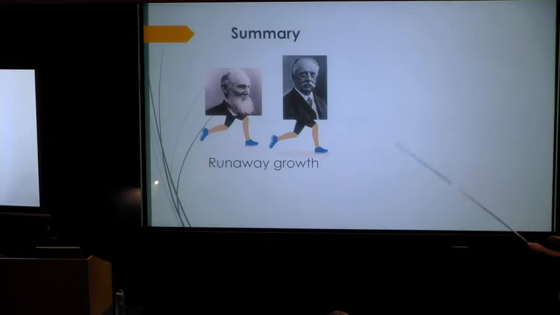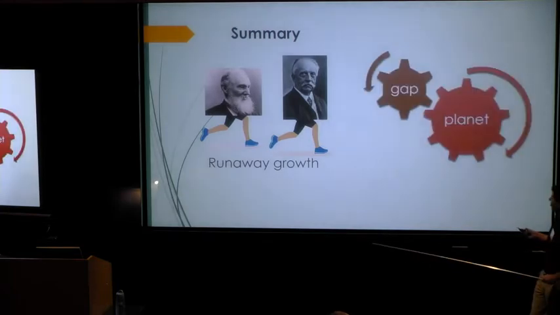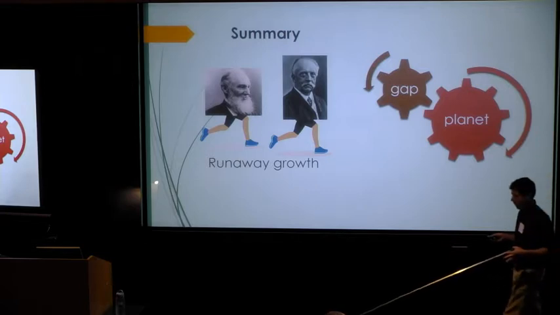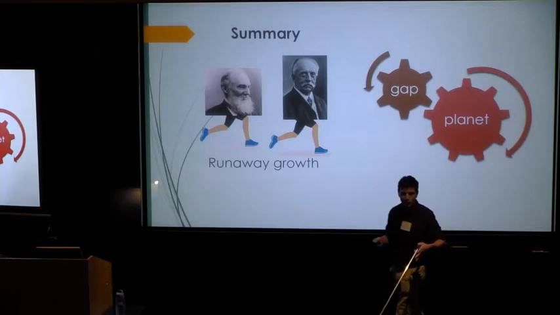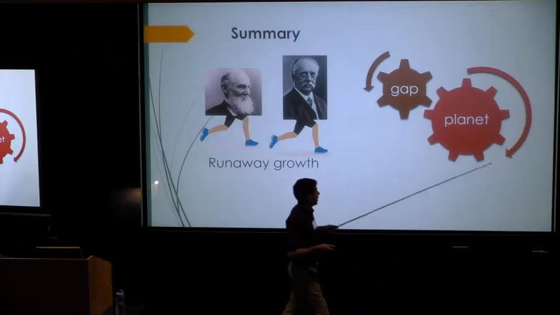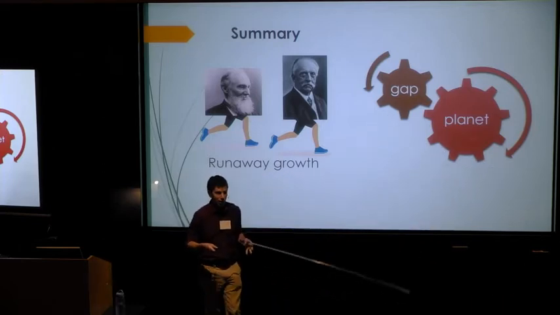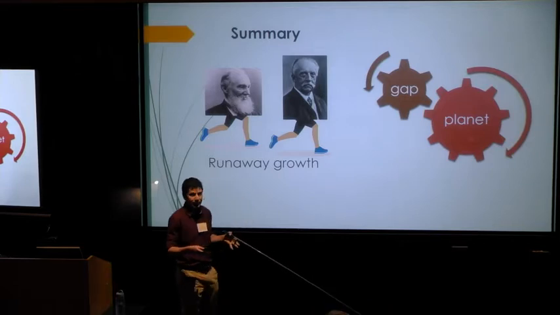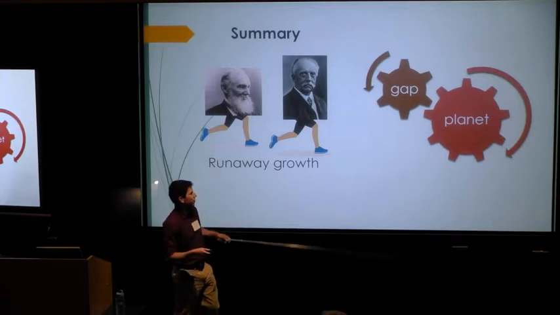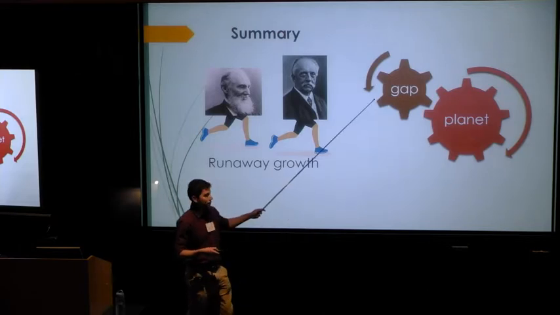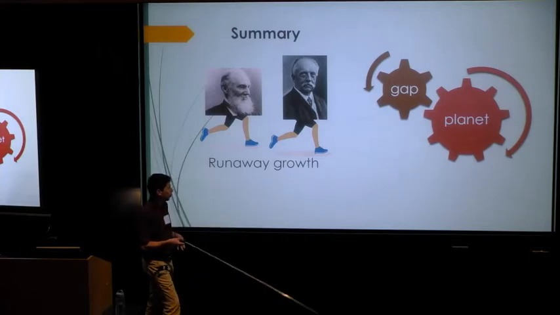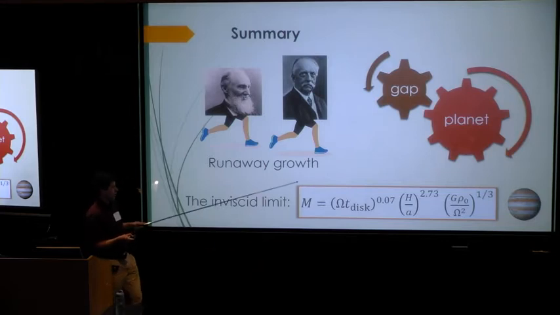And one way to stop this process is when planets open gaps in their disks. This is a very old idea. It's been around for several decades. I think that one of the new ingredients in this work is the realization that planets and gaps evolve together. So we must have a self-consistent and time-dependent theory that couples the growth of the planet to the deepening of the gap. And when you do this properly, you get a limit.